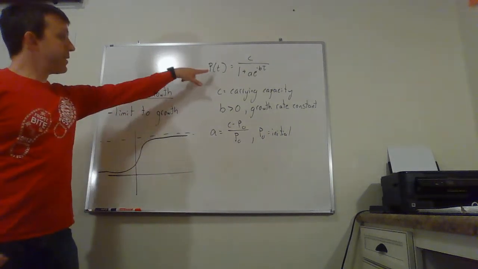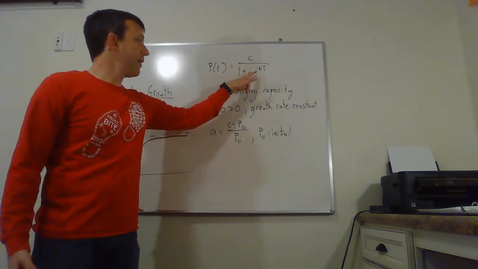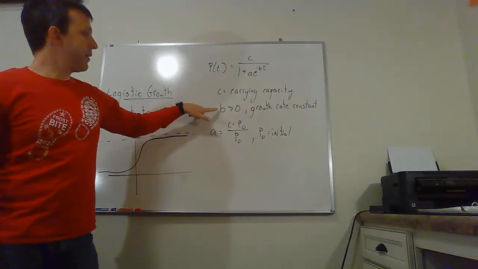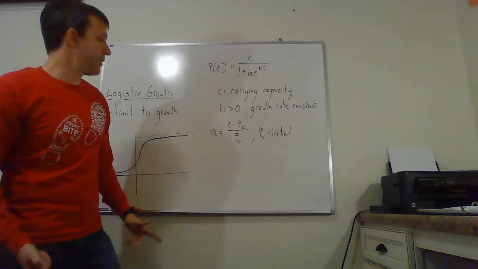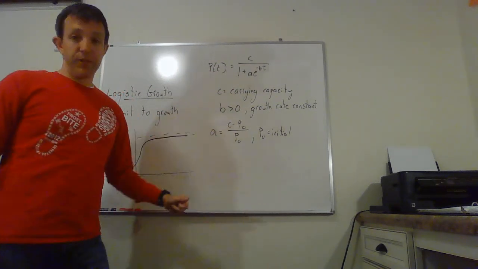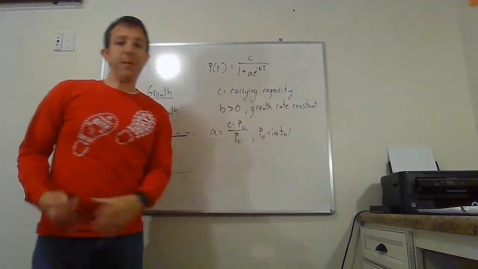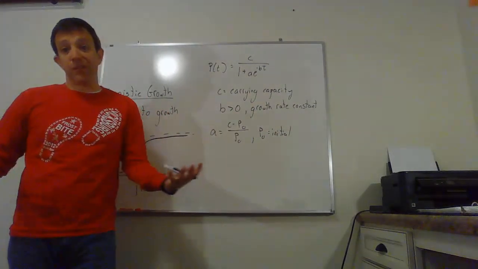Now, it's a nasty formula. P of t is equal to C over 1 plus A times e to the negative bt, where C is the carrying capacity, b, which is a number bigger than 0, is the growth rate constant, and A has its own little formula, C minus P sub 0 over P sub 0, where P sub 0 is the initial. In the case of COVID-19, it would be the initial number of cases.